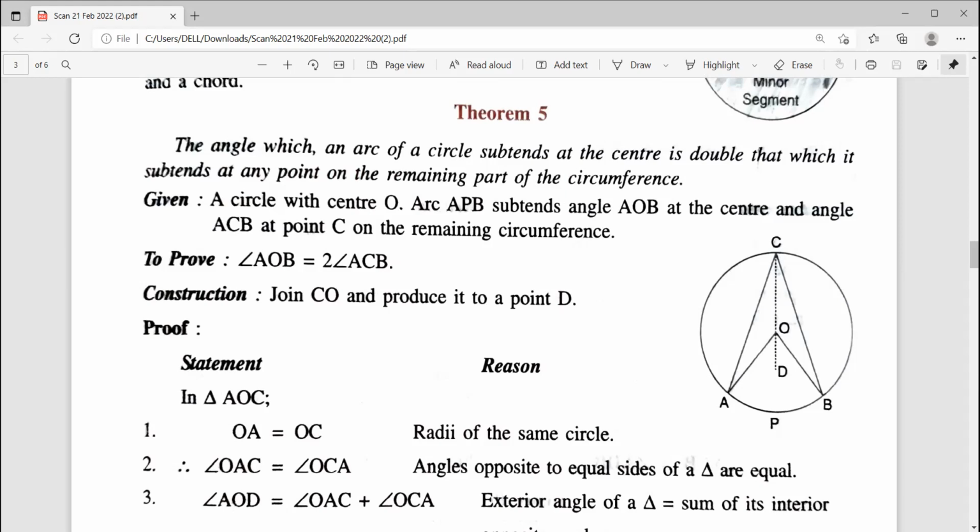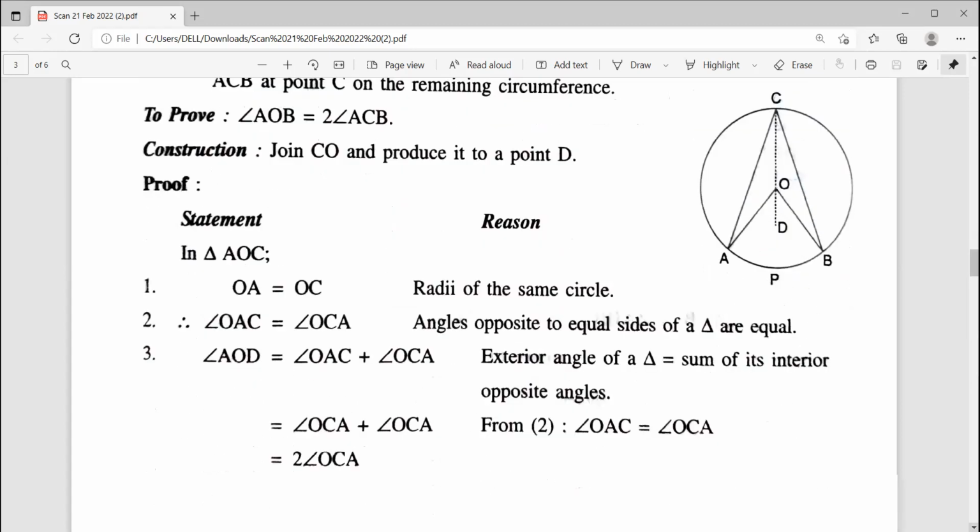Now, any angle subtended by APB anywhere in the remaining part of the circle will have the measure 1/2 times AOB. See, this angle AOB, which is subtended at the center by the arc APB, will be double of this angle. This angle at the center will be double of this angle. Okay, so this we did.